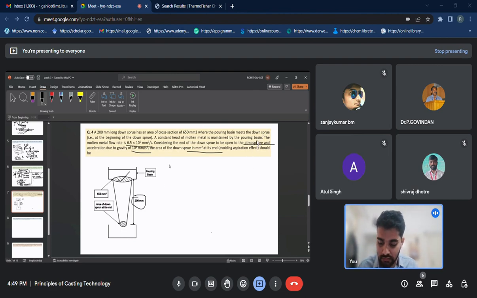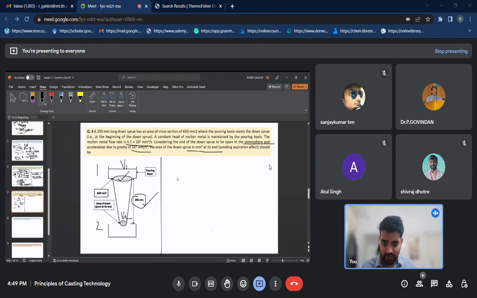I think there is some calculation mistake, because the answer is like 290 millimeter square. So I will be doing it step by step, so others who are not with me may also catch up. The molten metal flow rate is 6.5. I write it as V1 and here V2, writing it as 1 and 2.